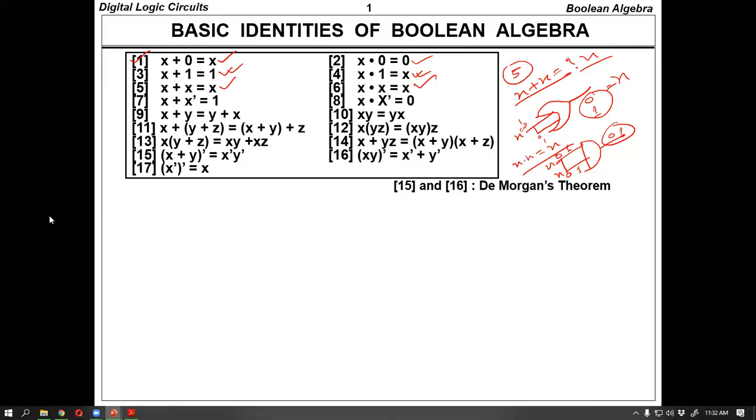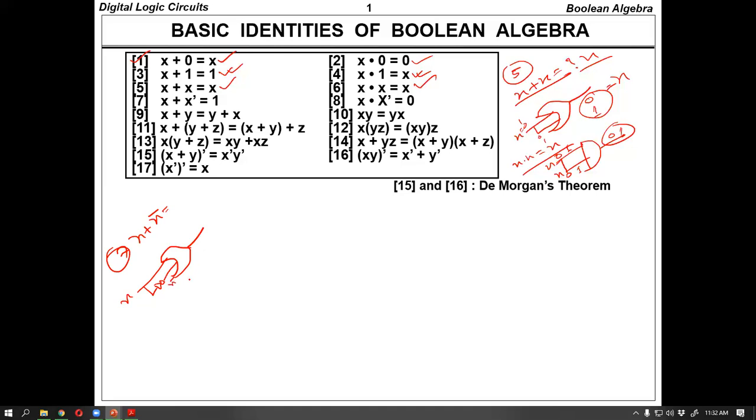Okay, so now number 7, x plus x prime. The comma means this is the prime. X plus x bar. Okay, this is the 7. Clear? So x plus x bar means this is the x and this is not the same. This is just x inverse, the negative of x. So our output is equal to, now check this number 7. So this also OR gate. One input is x and another is not x. This point is x, so this point is x bar.